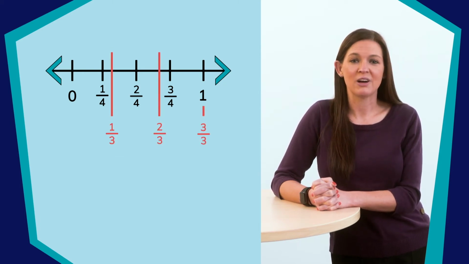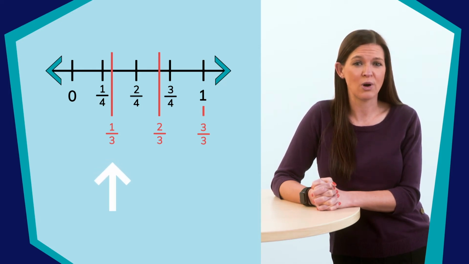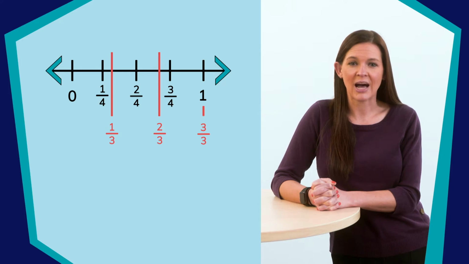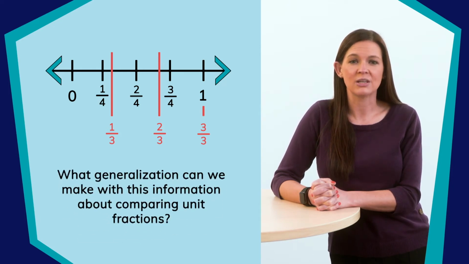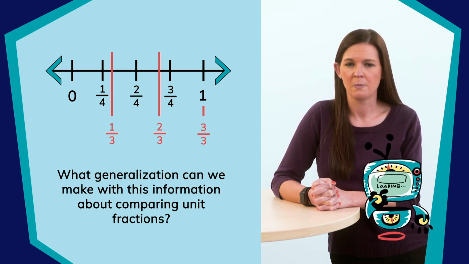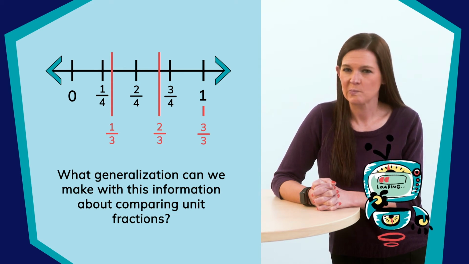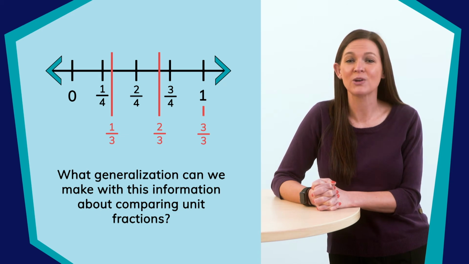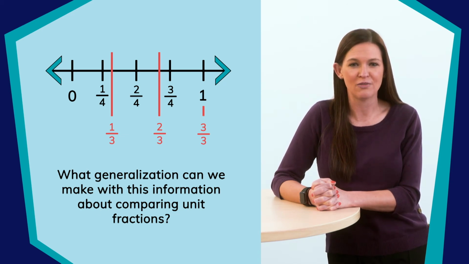Looking at the placement of the fraction on the number line, I can see that 1/3 is further from 0 than 1/4, showing that it is larger. Using all these strategies and models, we can see the size of a third is larger than the size of a fourth. What generalization can we make with this information about comparing unit fractions?